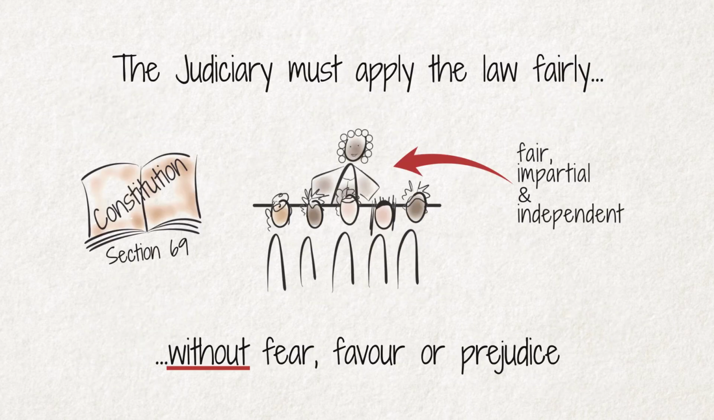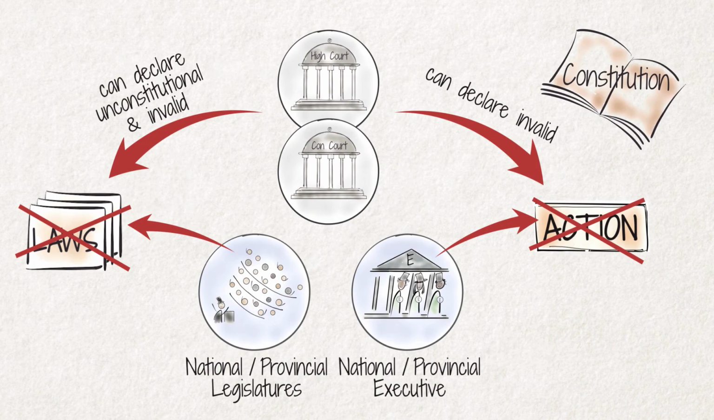The judiciary must apply the law fairly and without fear, favour, or prejudice to all disputes and cases brought before it. It also interprets the Constitution and declares invalid any laws passed by the legislature or action taken by the executive that is in conflict with the Constitution.